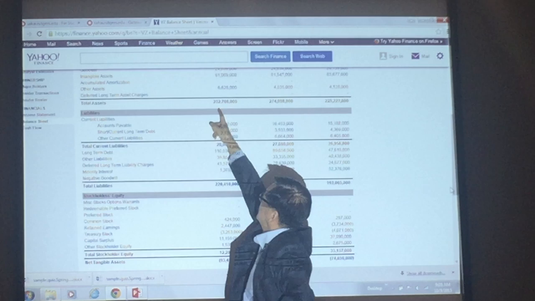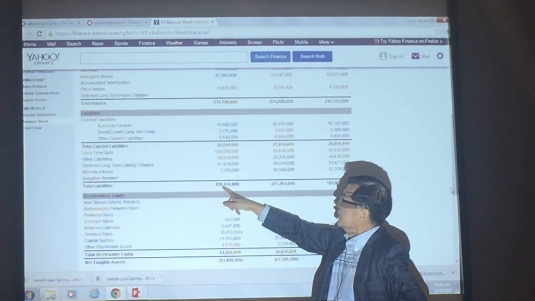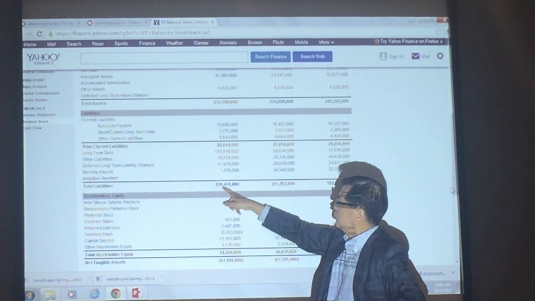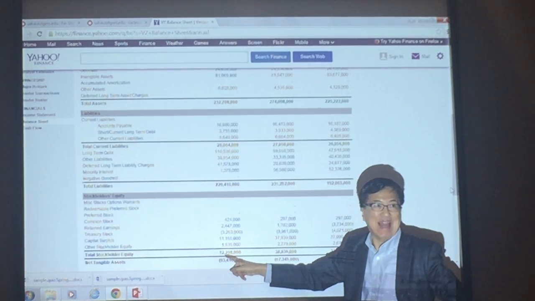For total assets of $232 billion, their total liability is how much? 220. Stockholders' equity is $12 billion. What is the debt equity ratio?